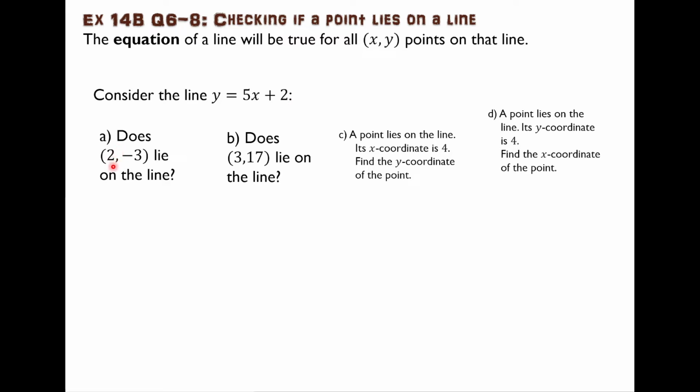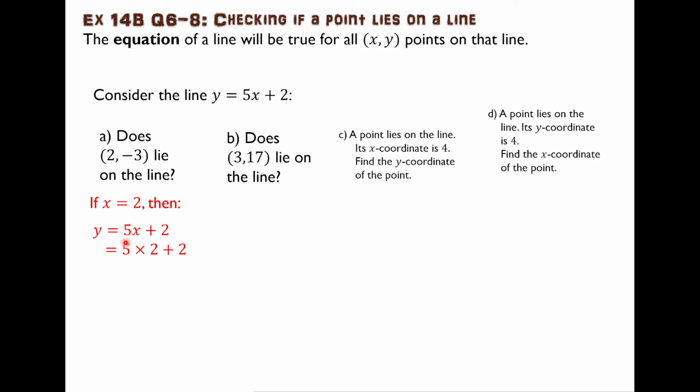To see if this point lies on the line, notice in this point that x is 2. There's the x and there's the y. So let's imagine a world where x is 2. Let's pretend that x is 2 and see what happens. If x is 2 then we can write the equation of the line, y is 5x plus 2. We can substitute x with 2. We can replace x with 2, and we can see what happens. We can see what y would be.